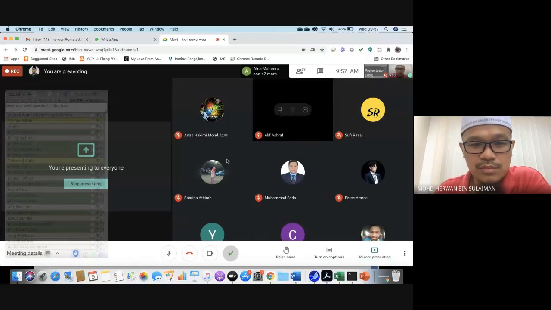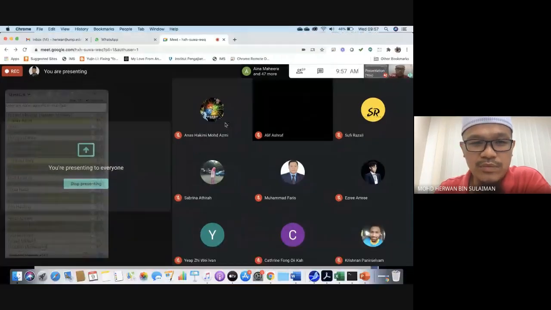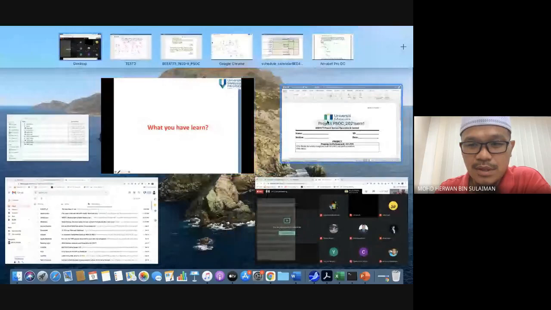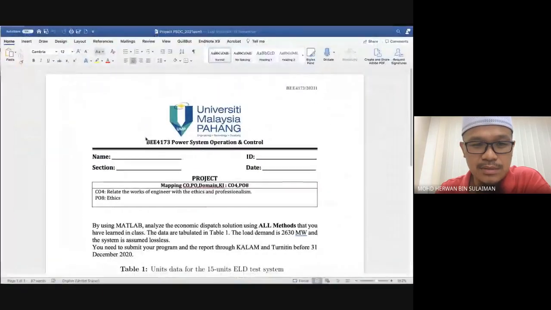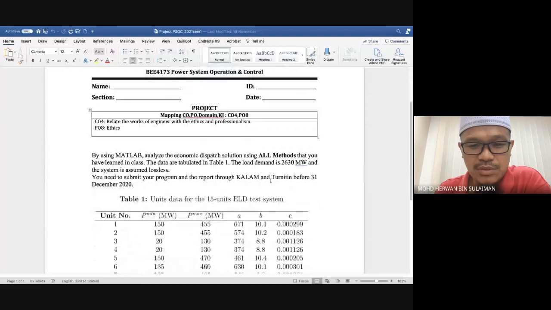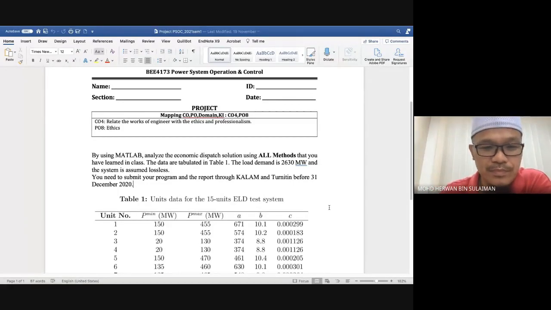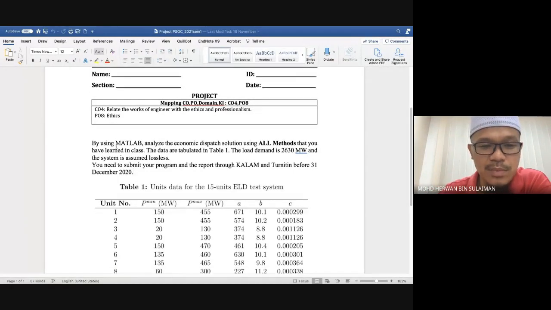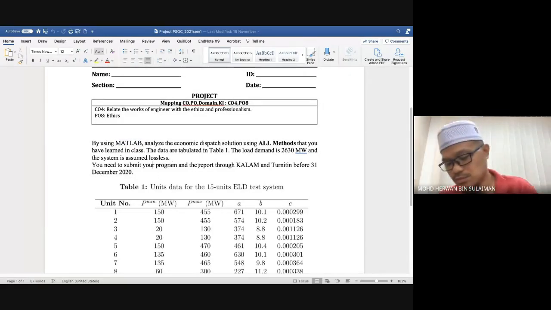Okay, so today I will give you a project. Let's take a look, let's take a peek, tengok. So this project basically is you need to solve economic dispatch problem. Dalam kelas kita belajar sampai berapa? 3 atau 4 generator only, right? So for this project you need to use MATLAB, and you need to do some programming, because this is an individual project.